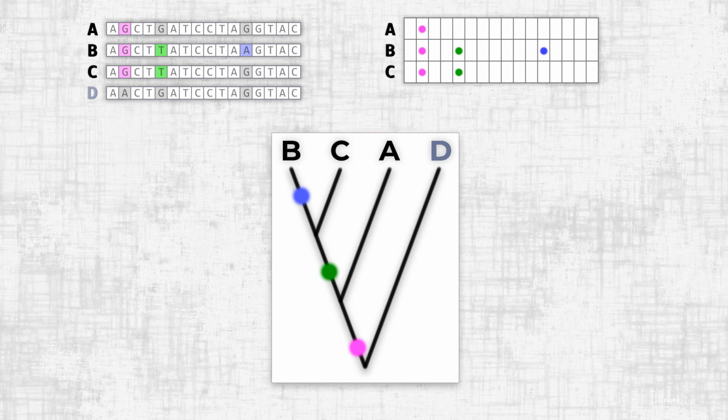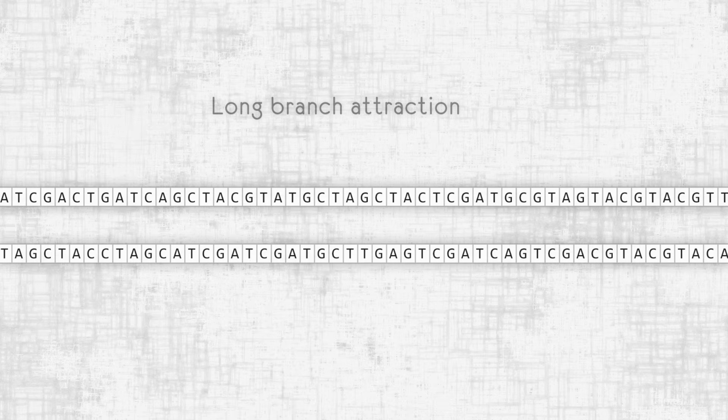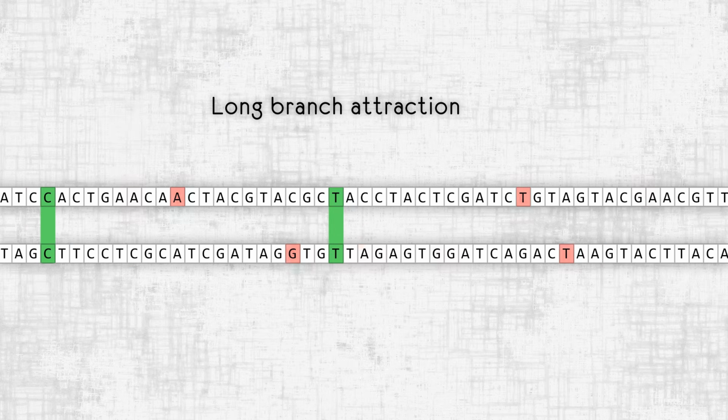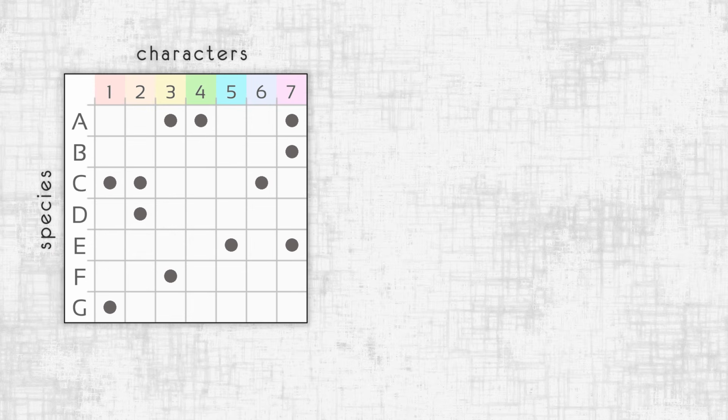However, this method has a major drawback called long branch attraction. The method does not account for the saturation effect. On long branches, mutations will frequently lead to the same variants arising independently at the same sites. The maximum parsimony method mistakenly interprets these as shared ancestry characters, synapomorphies, and groups these branches together, thus building an incorrect tree.